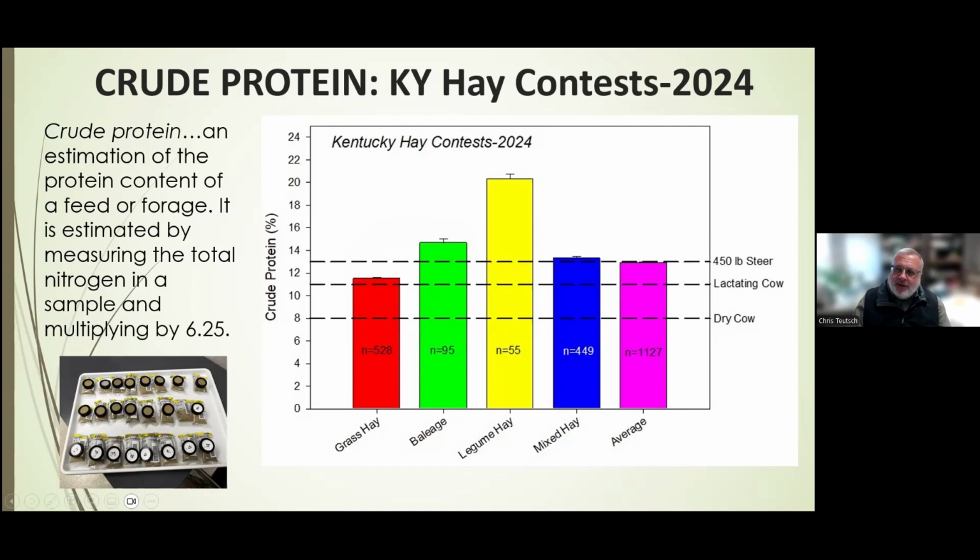On this graph, we have three dotted lines. The top dotted line represents a growing animal.